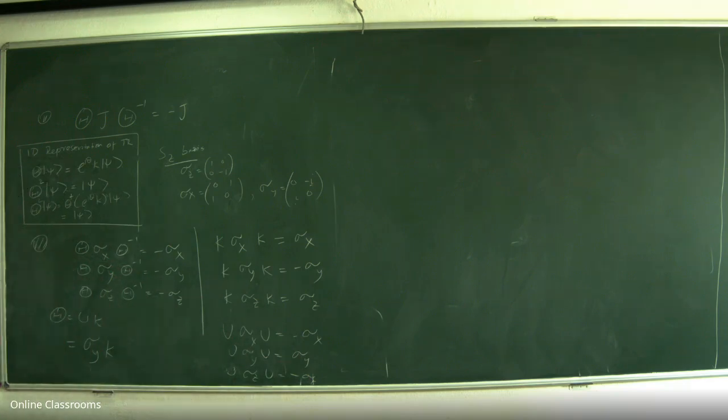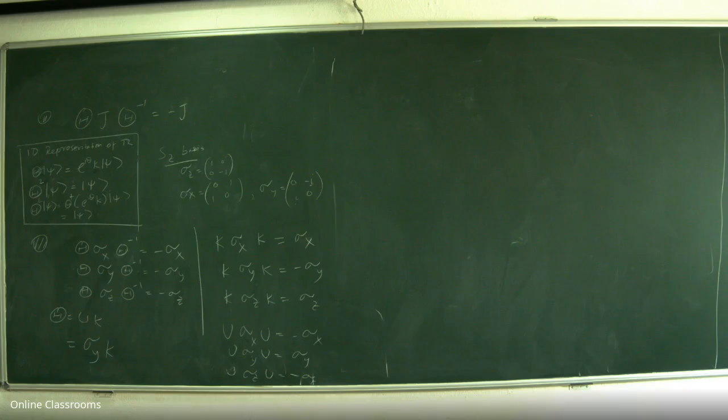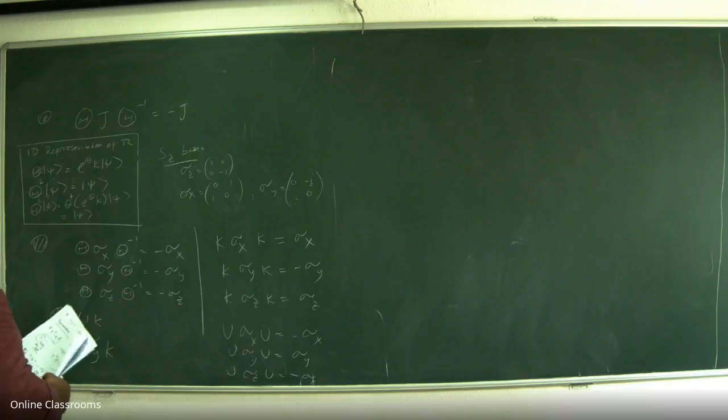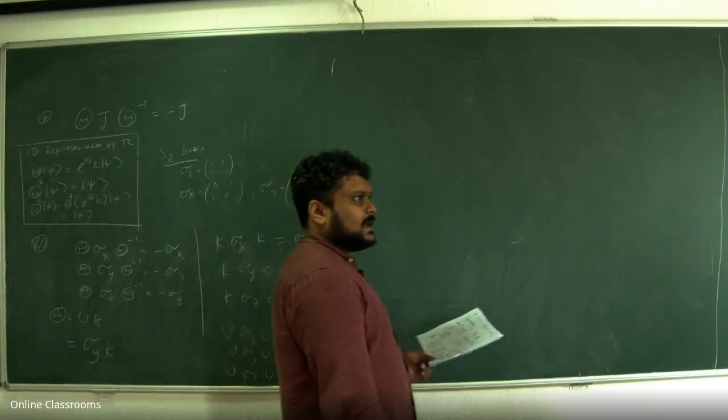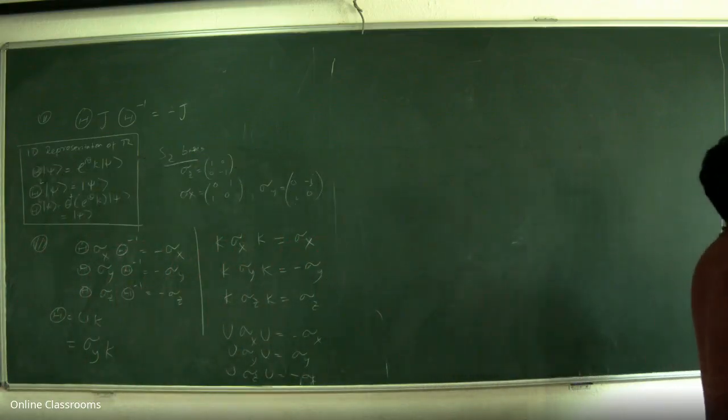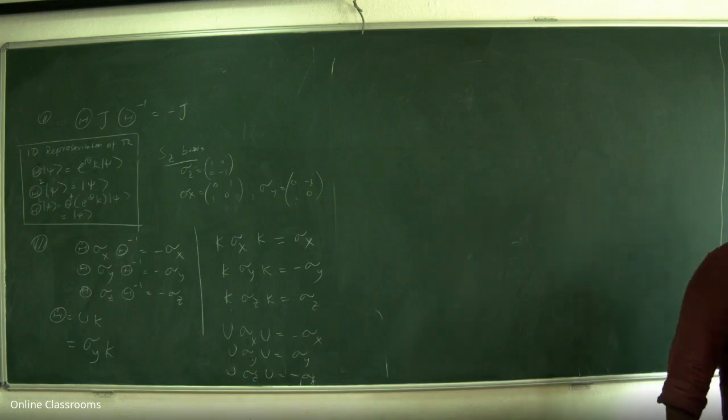Yes, sir, where you have written that with the help of this time reversal operator, theta sigma x theta inverse equals minus sigma x. Like how do we know that? Like for angular momentum, it's obvious. Yeah, because sigma is an angular momentum, right? It's the x component of angular momentum. But it is related to spin, right?